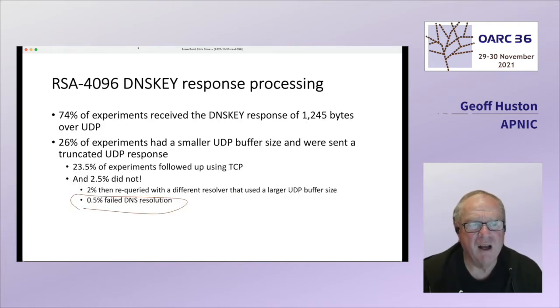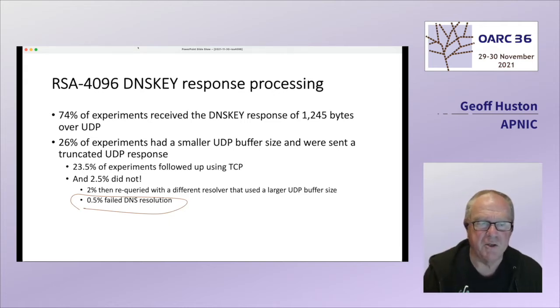What we actually found was that not 17% of users, but 26%, which is a little bit higher, had a smaller UDP buffer size and were given a truncated response. Most of them followed up using TCP. 2.5% didn't. They just didn't do the TCP. And of those, four-fifths said, oh, look, this is just getting too silly. I'm going to go use a different resolver that had a larger UDP buffer size.